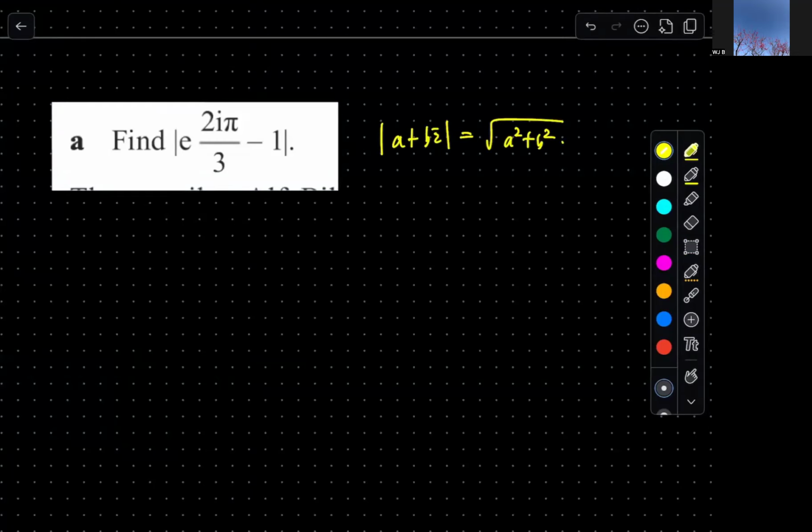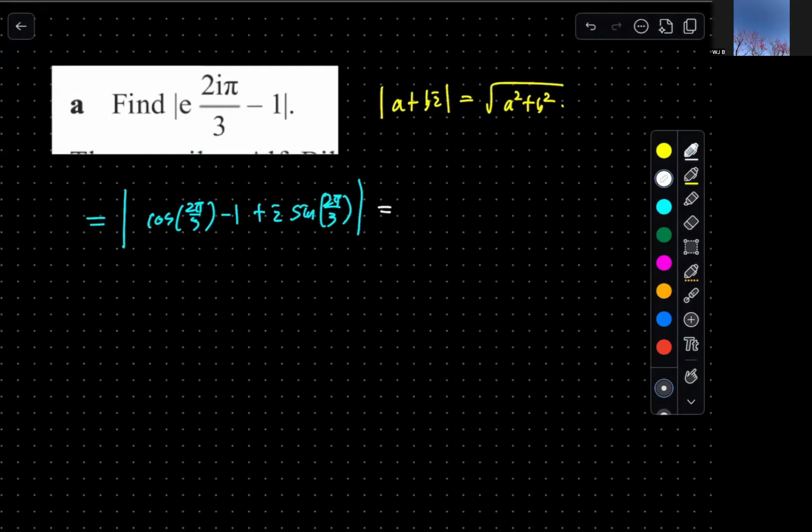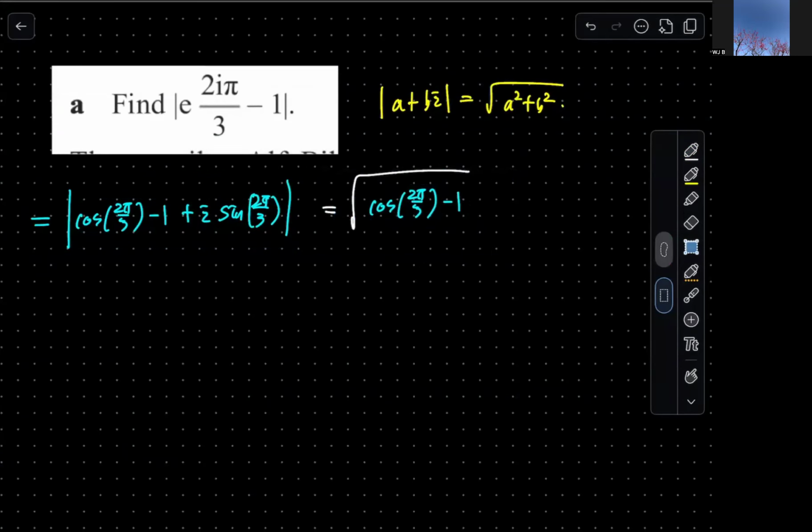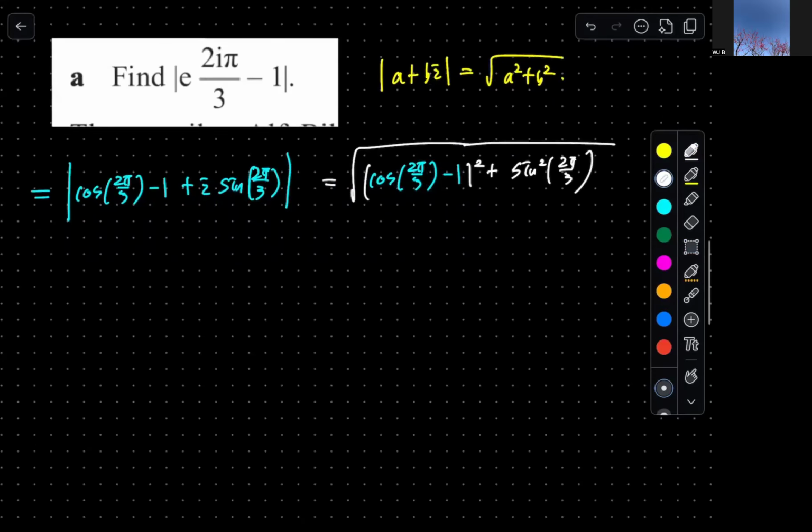That's great. And in here, what you can have is a magnitude of cosine 2 pi over 3 minus 1 plus i sine 2 pi over 3. So you can do the algebra of the square root of the real part squared and then the imaginary part squared. So I can put it as cosine squared plus sine squared of 2 pi over 3. No problem.